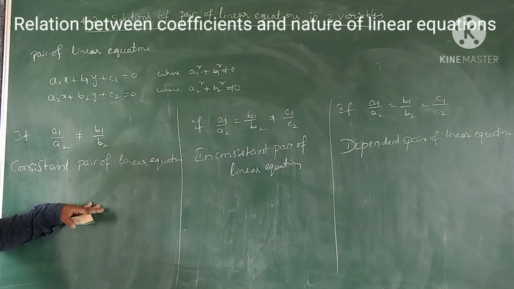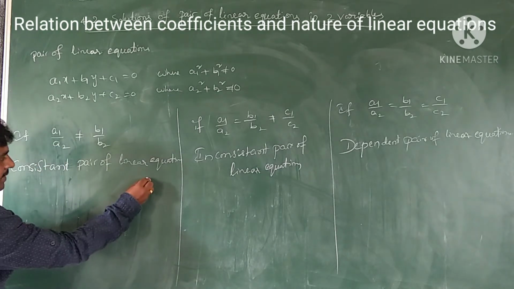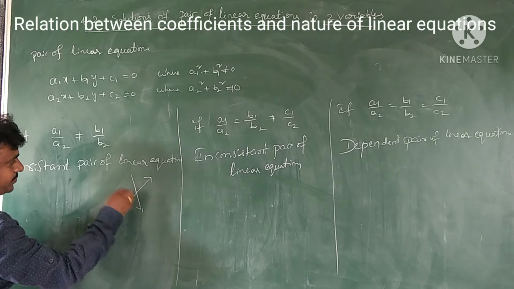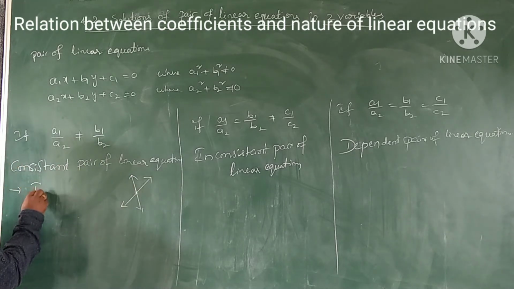Now we can move to the graphical method. This represents intersecting lines. This pair represents intersecting lines.